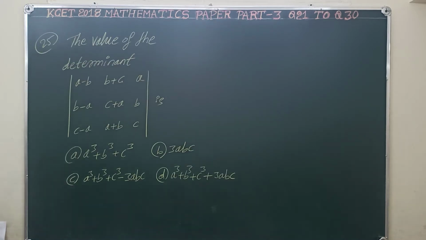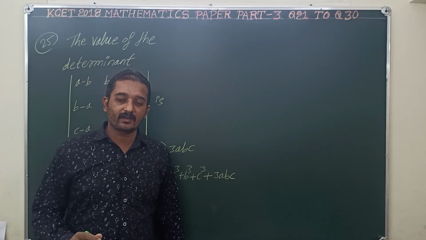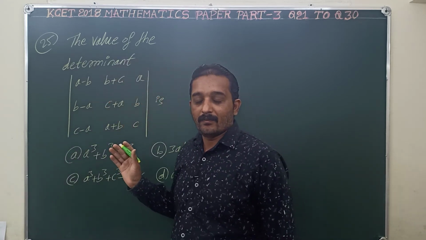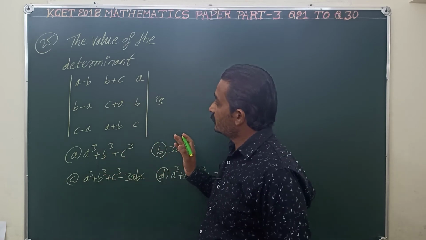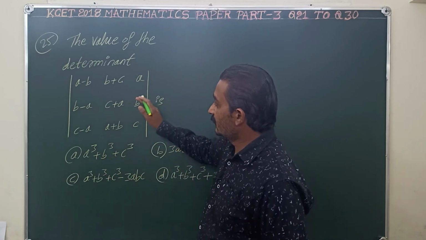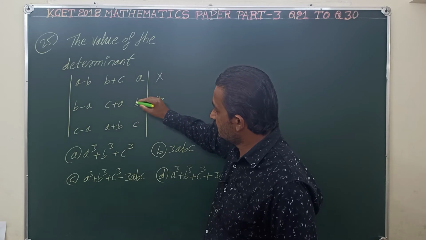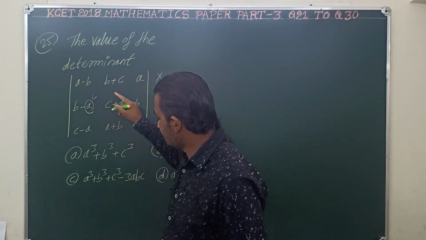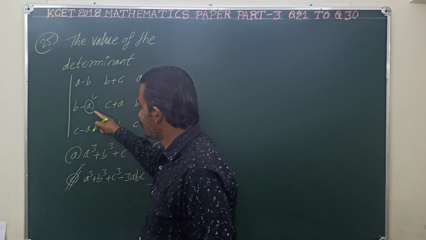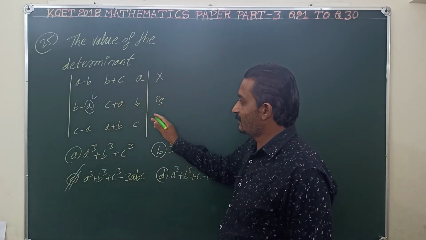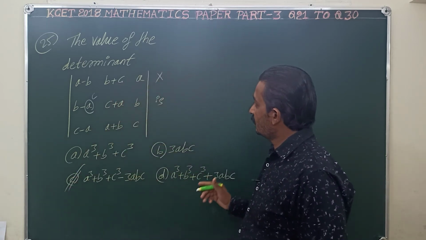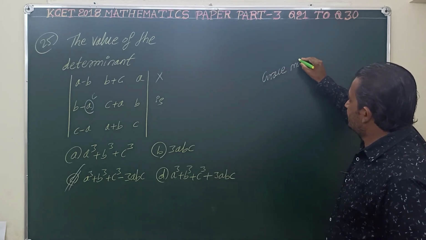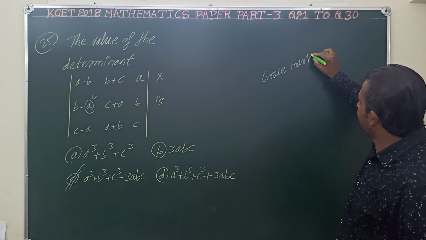So now let us move on to the next question, question number 25. Once again this question is based on the chapter determinants, particularly evaluating the determinant. So let us see the question in this case, the value of the determinant. This is a wrong question because instead of A, if C is given, the value of this determinant is C, but here A is given, and no option matches this result. So this is a wrong question. Grace marks are allotted to this question in KCET.